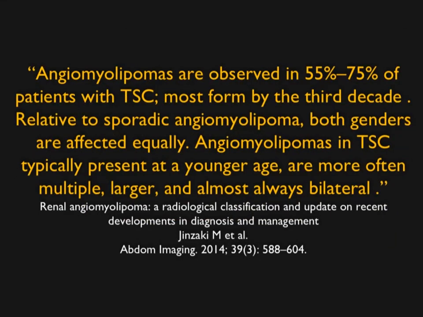Now, I mentioned most cases of AMLs are going to be sporadic. If you have tuberous sclerosis, up to 75% of patients will have angiomyolipomas. What's interesting is that it occurs at a younger age, often multiple, and almost always bilateral, and it occurs in men as well as women. Sporadic AMLs are almost always going to be in middle-aged women, age 40 to 60.